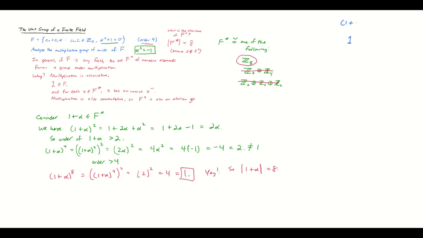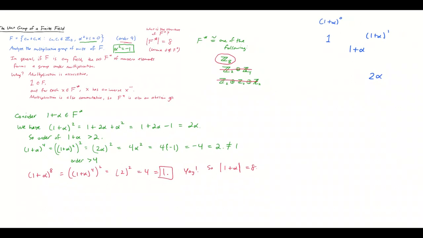So this is 1 plus alpha to the 0. And then I've got 1 plus alpha, so that's 1 plus alpha to the 1st. And then the second power of that was 2 alpha, so I'll put that over here at the 3 o'clock position. Move this over a bit. There we go. So that was 1 plus alpha squared. And then at the 6 o'clock position, I'm going to skip 1 for now and put 2 down here. That was 1 plus alpha to the 4th.